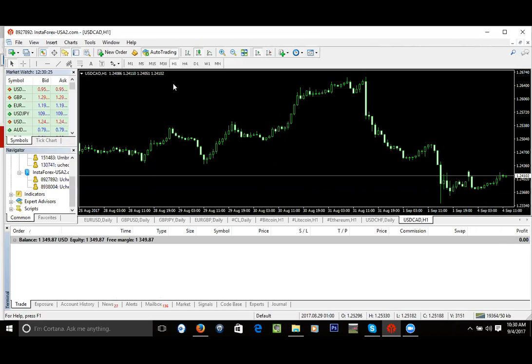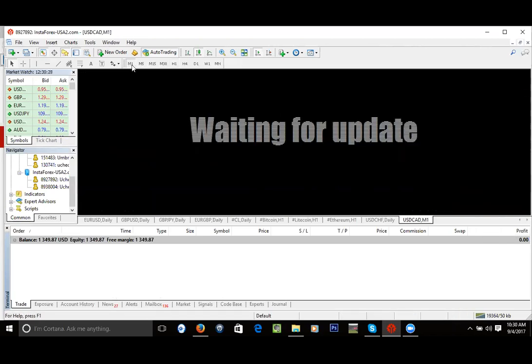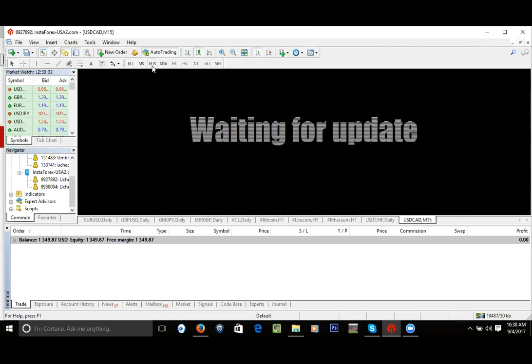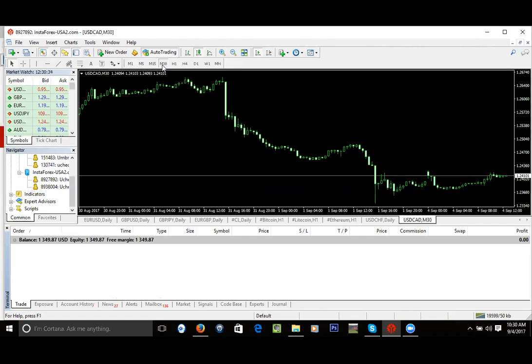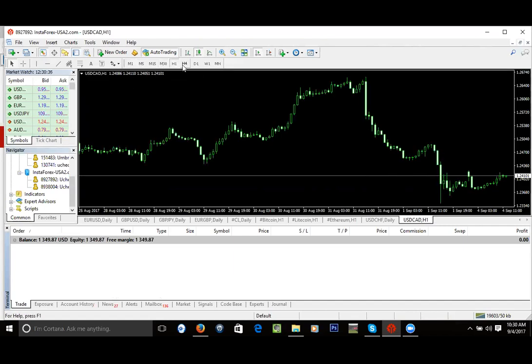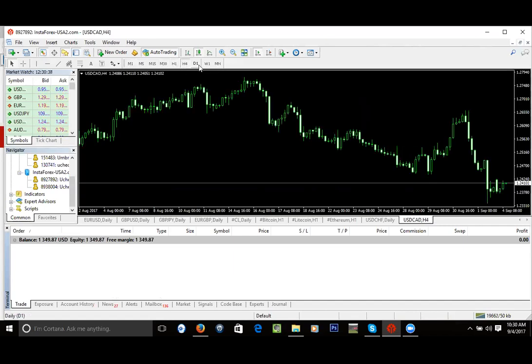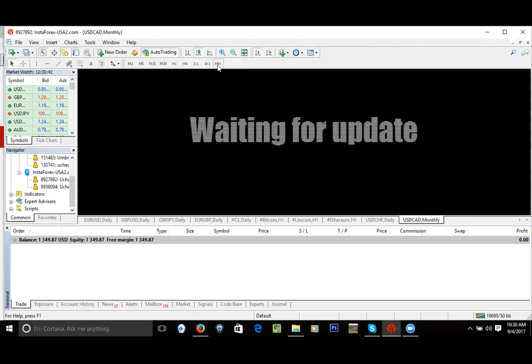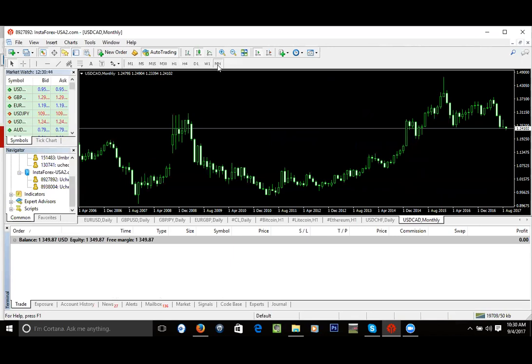Then we also have different time frames, like we have the 1 minute chart, we have the 15-minute chart, we have the 30-minute chart, we have the 1 hour chart, we have 4 hours, we have 1 day, we have 1 week, we have 1 month. Each of these charts represents a time frame.